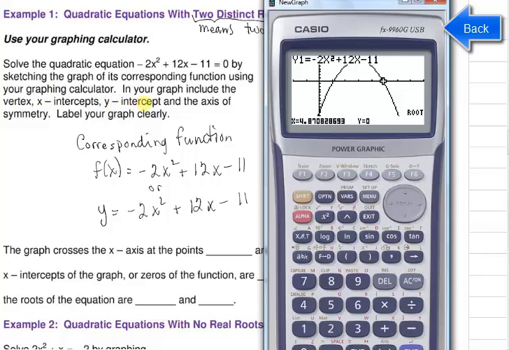We also want our y-intercept, so we go back to our G-Solve, and we want the y-intercept here, so F4, and we can see that our y-intercept is at (0, -11), so our y-intercept is -11. So we're going to graph those points, sketch them, and then fill in the blanks below.